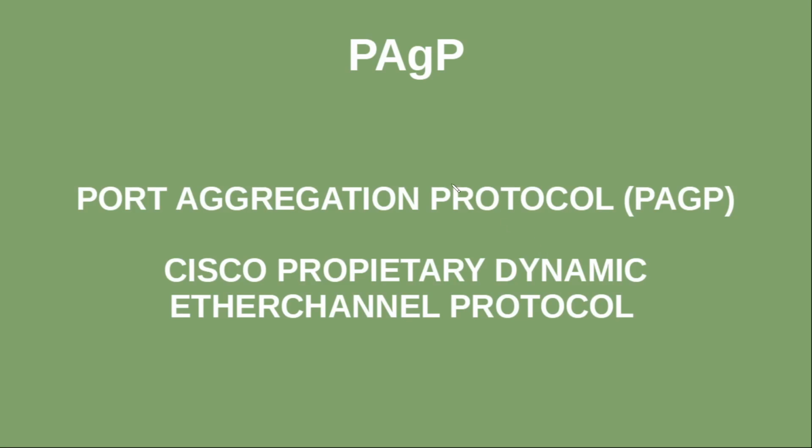Now, let's talk about the first dynamic Ether channel protocol. This is Port Aggregation Protocol, or PAgP, which is a Cisco proprietary dynamic Ether channel protocol. So in order to use this, you will need only Cisco devices for your Ether channel. If you wanted to use PAgP to connect a Cisco device to a Huawei device, that will not work.